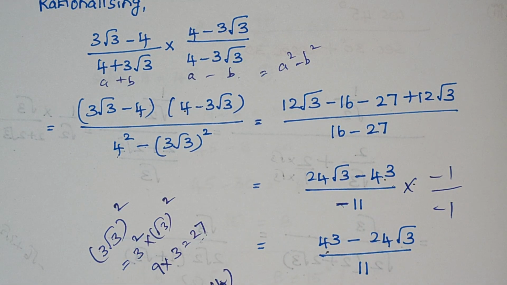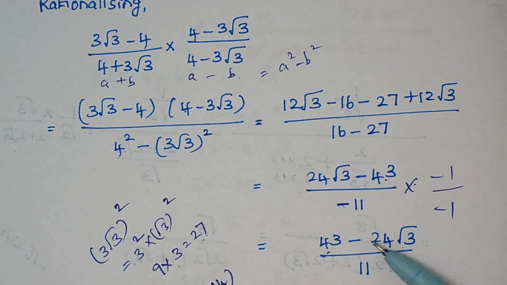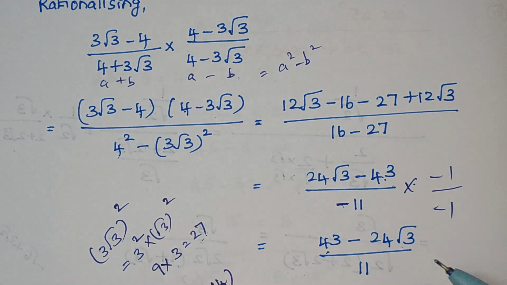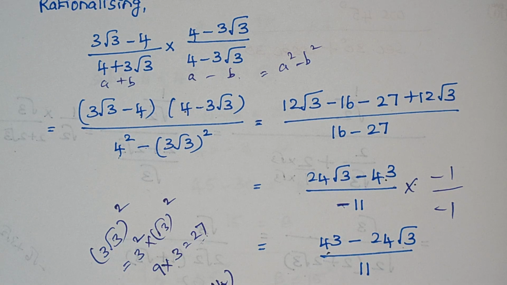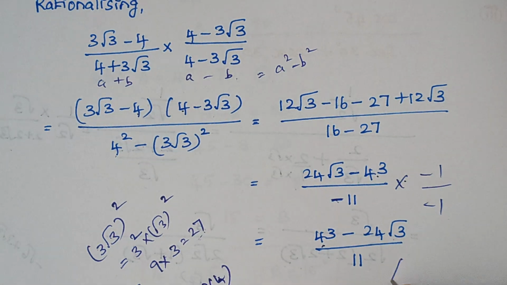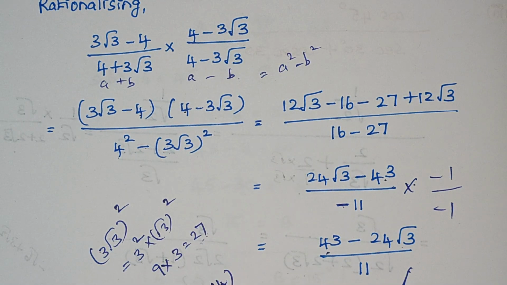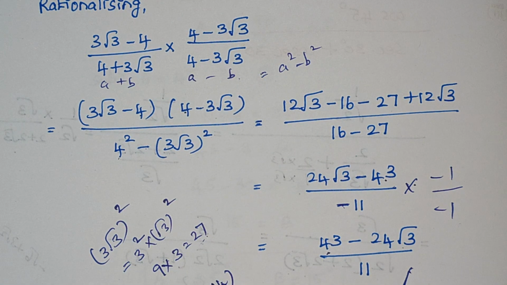So it is written in reverse, right? Positive number first followed by negative. Right? You can write either way. Even you can write minus 24 root 3 plus 43. Everything gives the same meaning. Right? Now minus 11 into minus 1 becomes plus 11. Right? This is your answer for this problem. Right. Now we will move on to the next part.